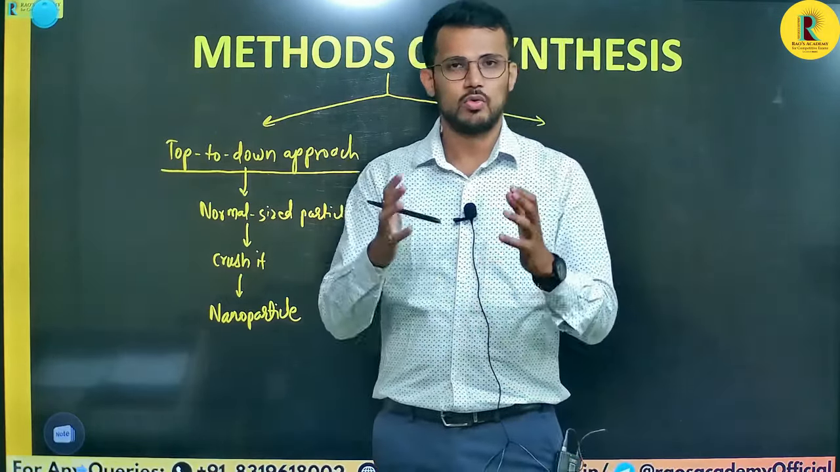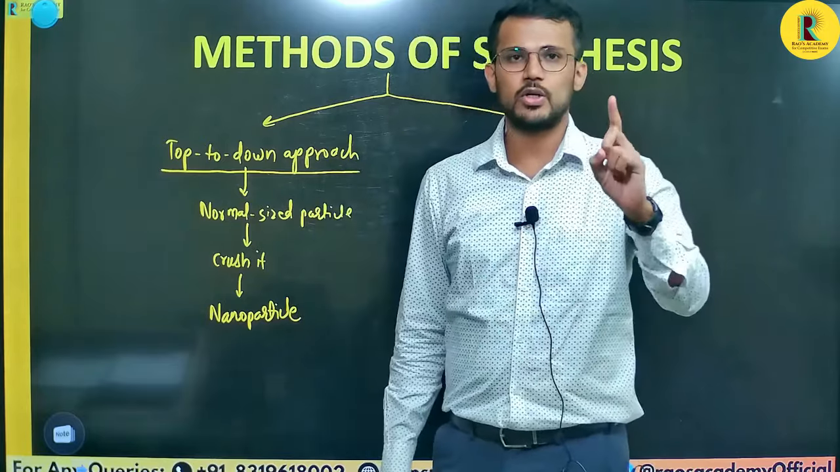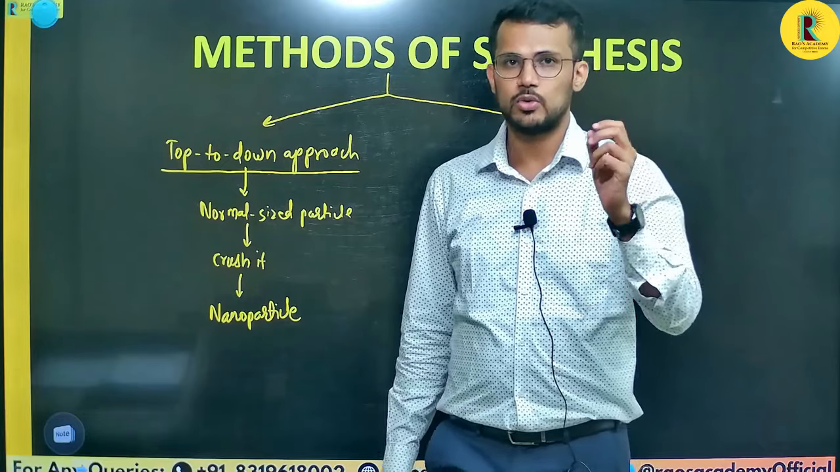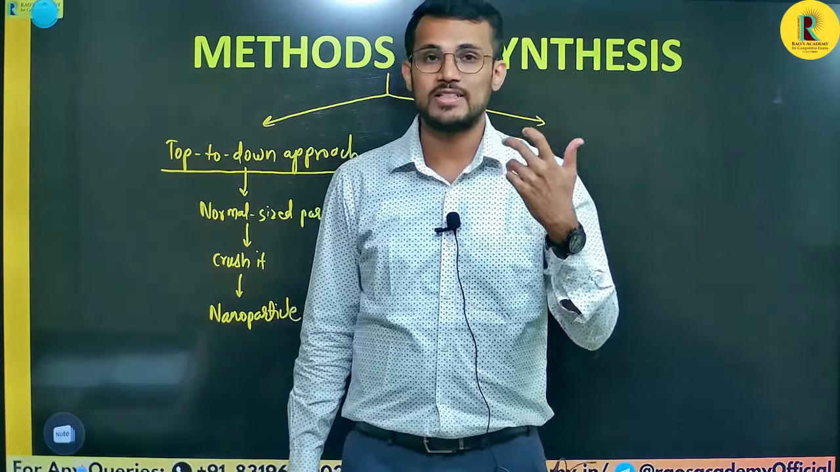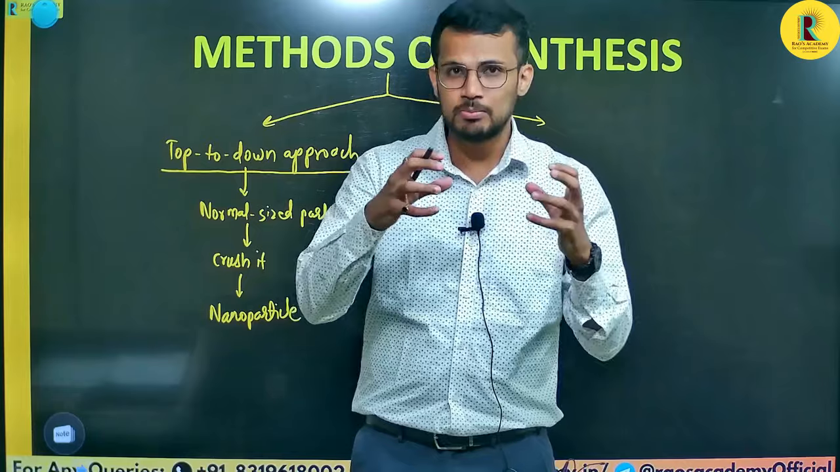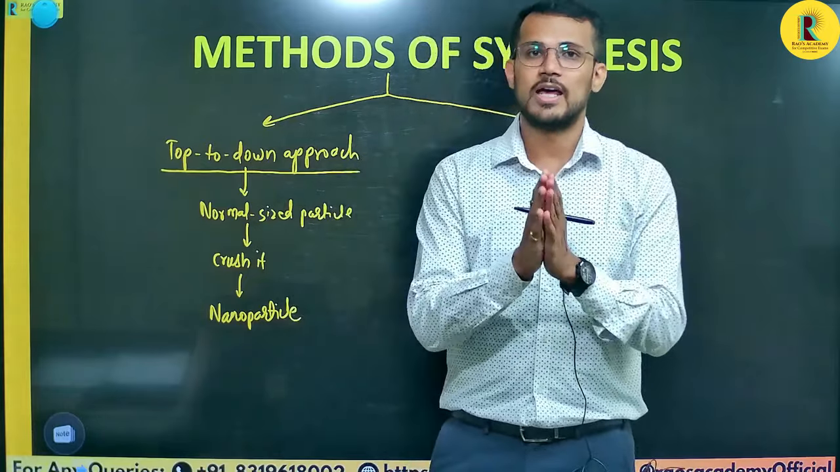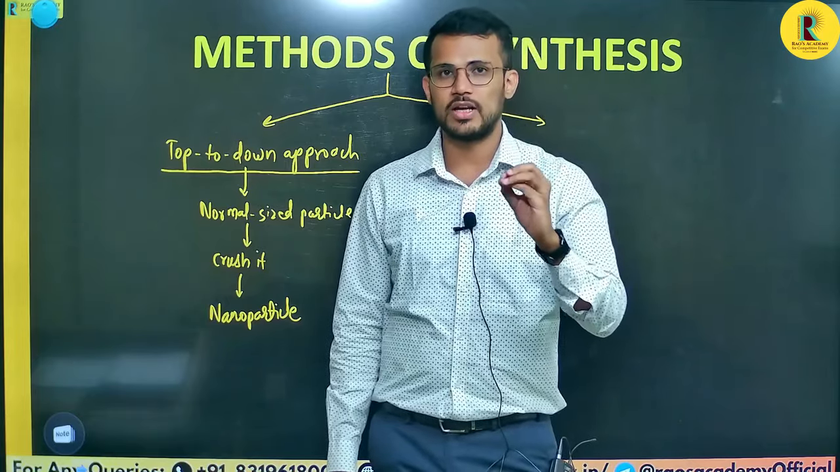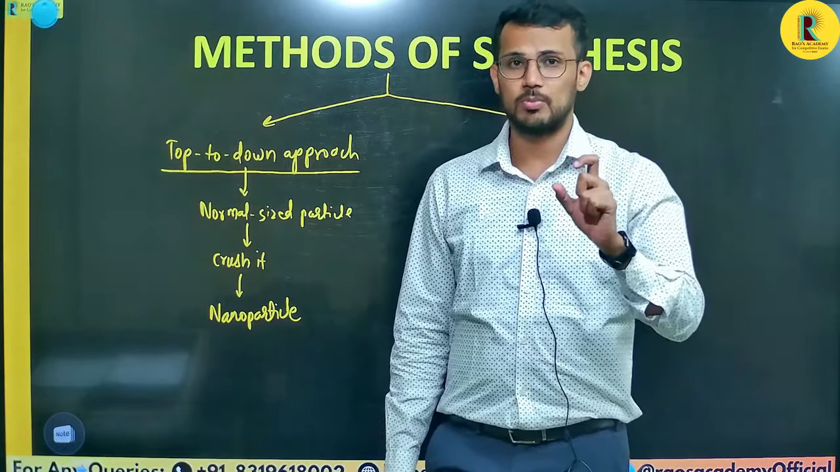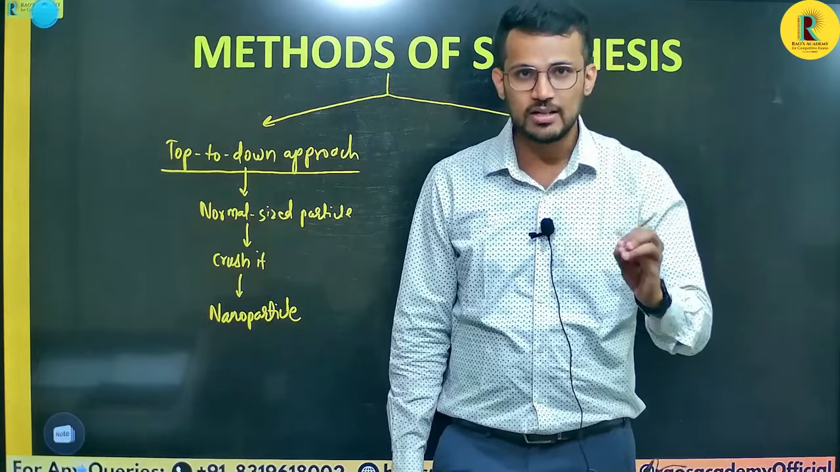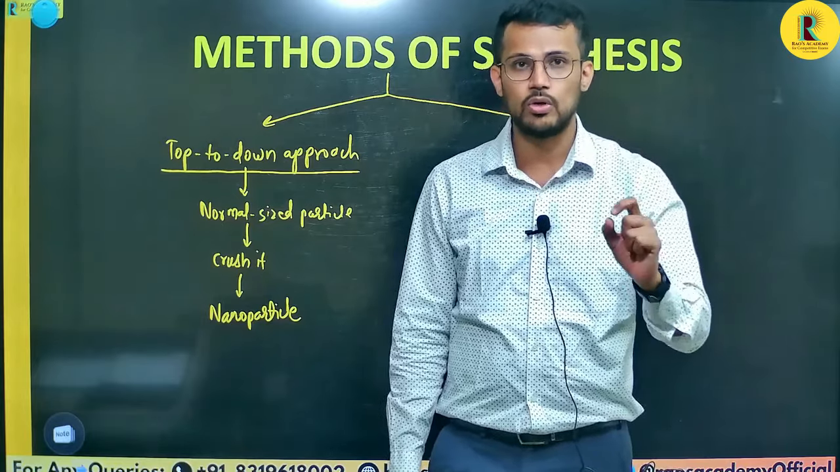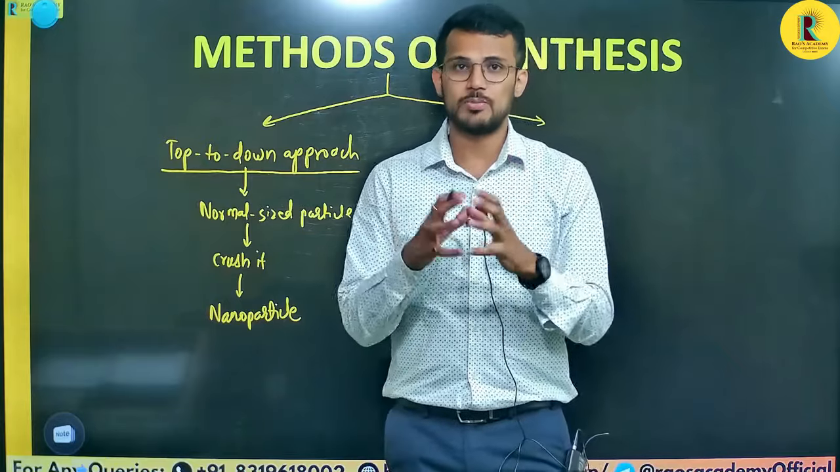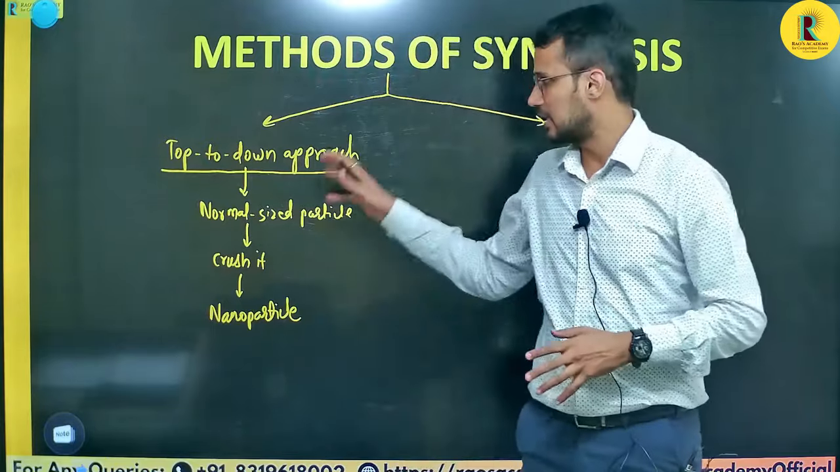Fine. But here you won't be able to control size. Irregular size would be there. And secondly, it may be the case that suppose you are using ball crushers of, let's say, diamond. In that case, there would be impurities that you will be able to see in nanoparticles. Nanoparticles of gold you want, and those gold nanoparticles you are getting with the help of a ball crusher that is made up of diamond. So in the nanoparticles of gold that you are getting, there would be some nanoparticles of diamonds as well. Fine. So that would be a problem. So impurities would be there in this case.